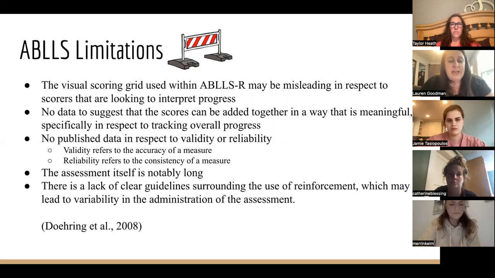Validity refers to the accuracy of a measure, and reliability refers to the consistency of a measure. Additionally, the assessment itself is notably long. And lastly, there is a lack of clear guidelines surrounding the use of reinforcement, which may lead to variability in the administration of this assessment.